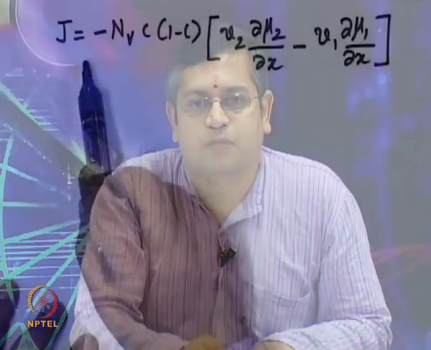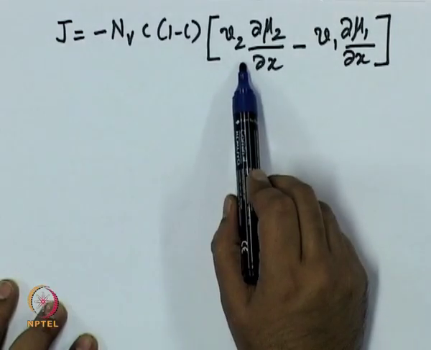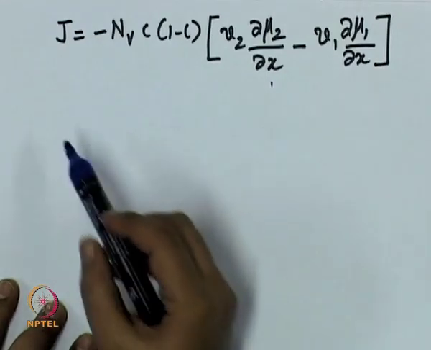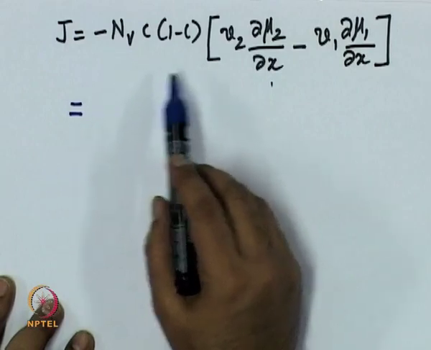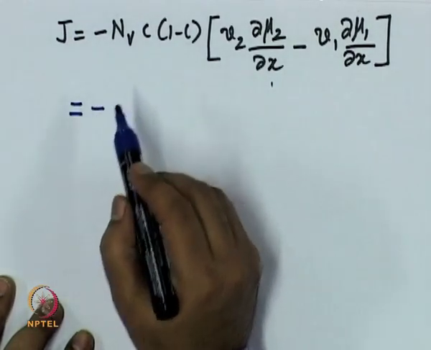Okay. So, we derived an expression for the flux with respect to the Matano interface, and that expression is given by N V C (1 minus C) [V2 ∂μ2/∂x minus V1 ∂μ1/∂x]. I am going to write it by doing a little bit of algebraic manipulation, and the expression that I am going to write is like this.